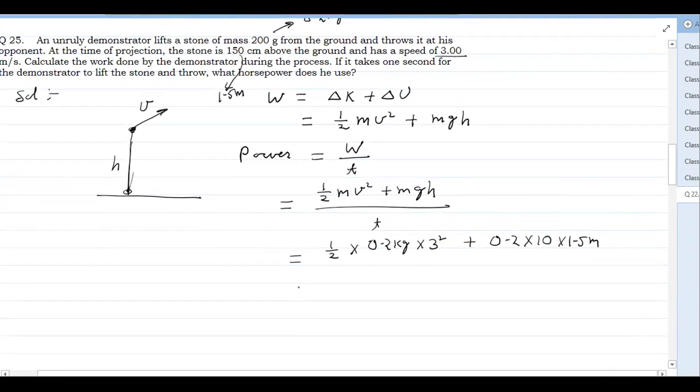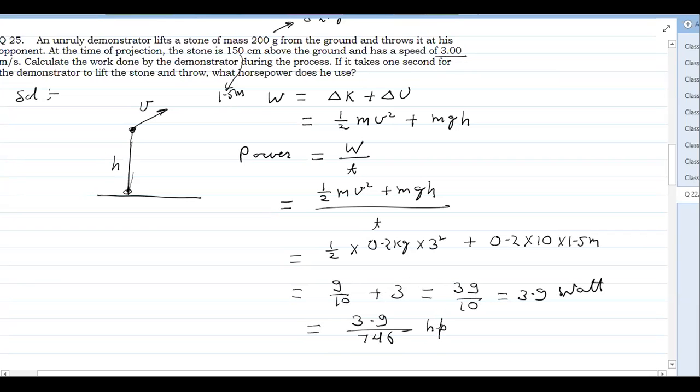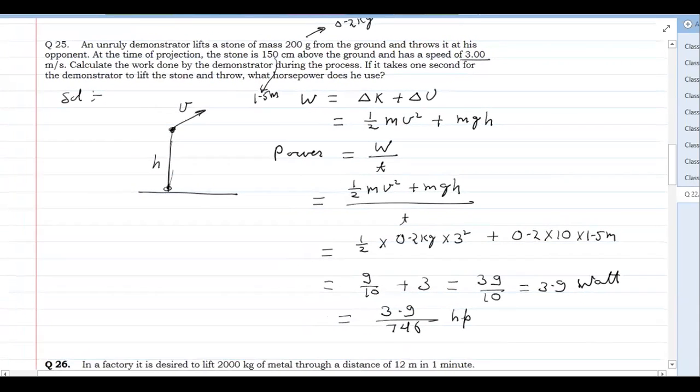So how much will be its value? It is 9 by 10, and here it is 15 into 0.2, so 3. Or we can write it as 39 by 10, or 3.9 watt. This is the power, and we can also convert it to HP. In HP it will be 3.9 by 746 horsepower. So this is the power delivered by the person.